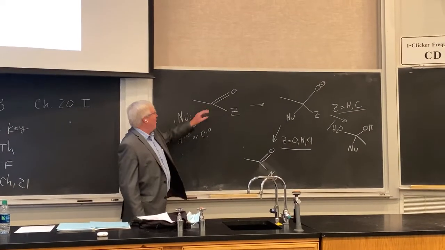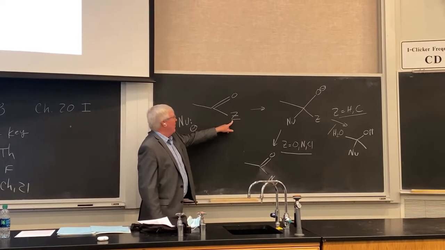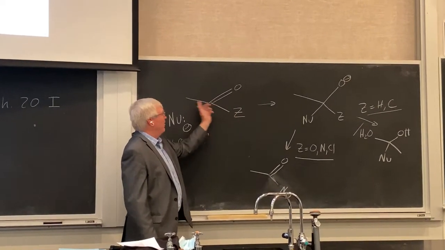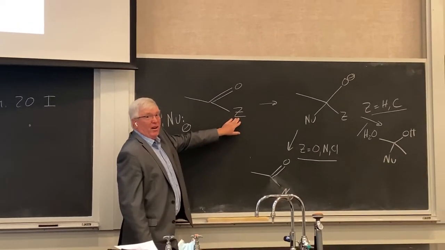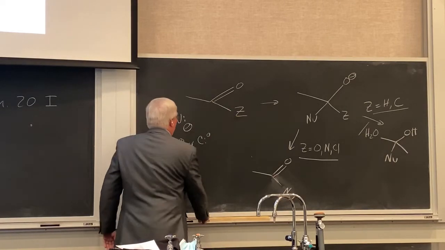So we have some sort of carbonyl compound, okay? If Z here, as I'm drawing it, is a hydrogen, that's an aldehyde. If it's a carbon, that's a ketone overall. But we can have derivatives of carboxylic acid if that's oxygen or nitrogen or chloride, okay? So it's a general thing. And why do I point this out?